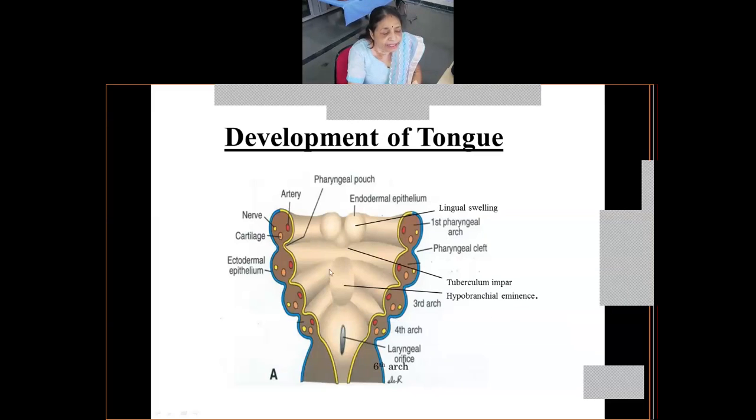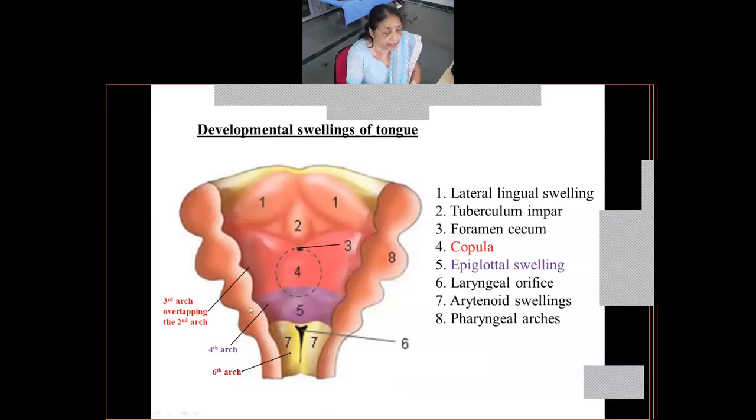This hypobranchial eminence is again divided into an upper part and a lower part, or cranial part and caudal part. The cranial part is known as the copula. The third arch is enlarged and overlaps the second arch, so you cannot see the second arch. This is the tuberculum impar, that is the first arch, and here is the third arch. This cranial part is known as the copula, and the copula is present in the fourth arch also.